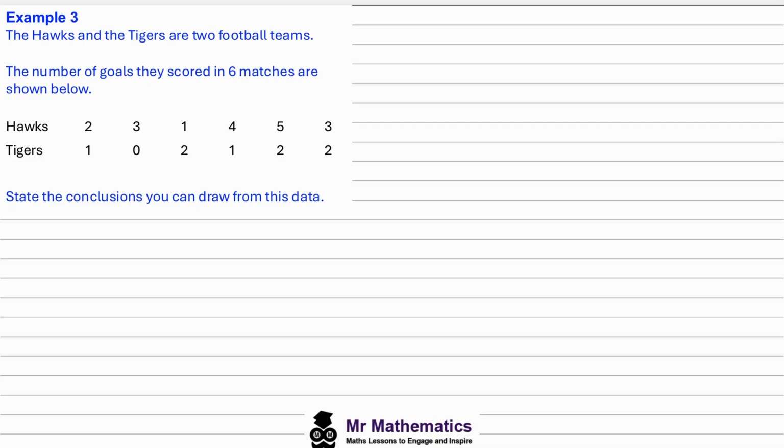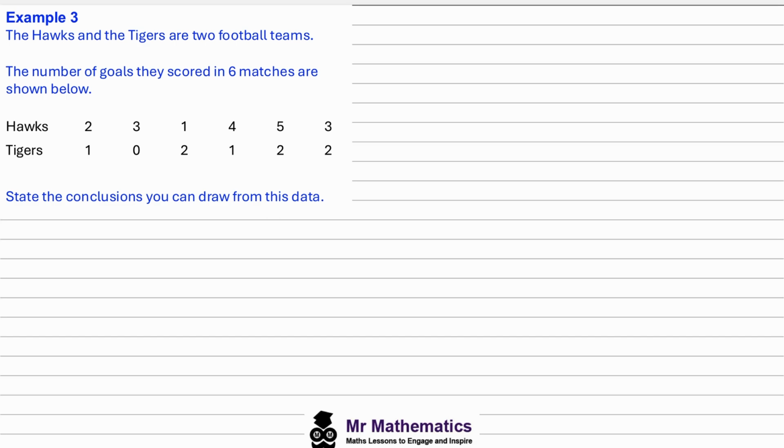So in example 3, we're given the data for 6 matches of goals scored for Hawks and Tigers. We need to draw two conclusions from this data. So do you want to try and find the mean and the range for each of these sets of data and then make the conclusions? You can pause the video and come back when you're ready.